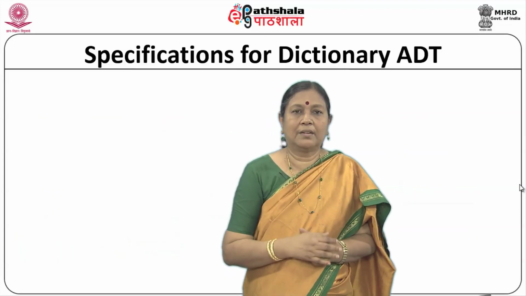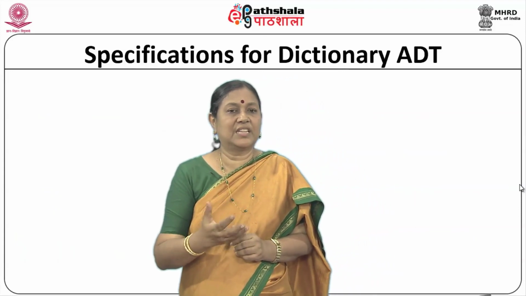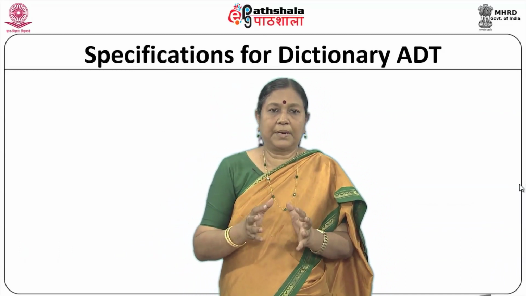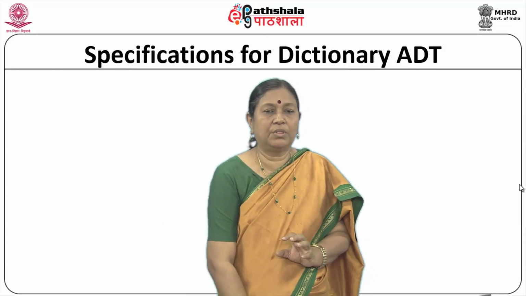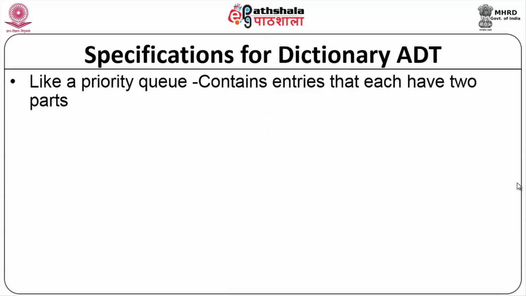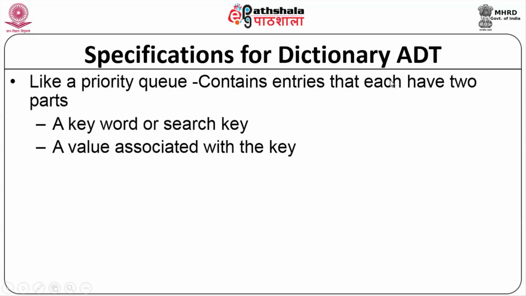Now let us first look at the specification for the dictionary ADT. What do you think are the specifications of a dictionary ADT? It is like a priority queue, and that is why we are talking about this module immediately after the priority queue. It contains entries that have 2 parts. In the priority queue also we had entries that contain 2 parts, the key and the data. So, you have a search key and a value associated with the key.